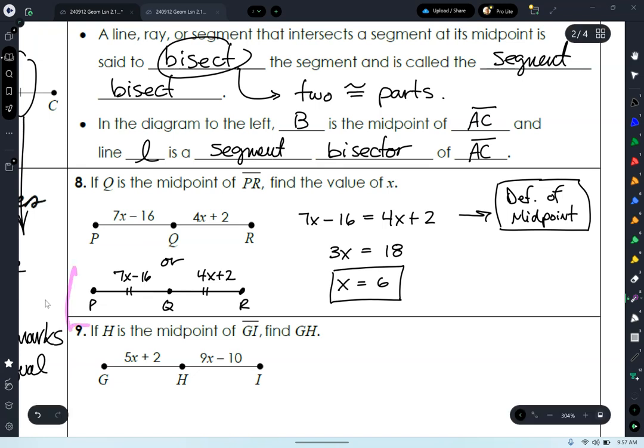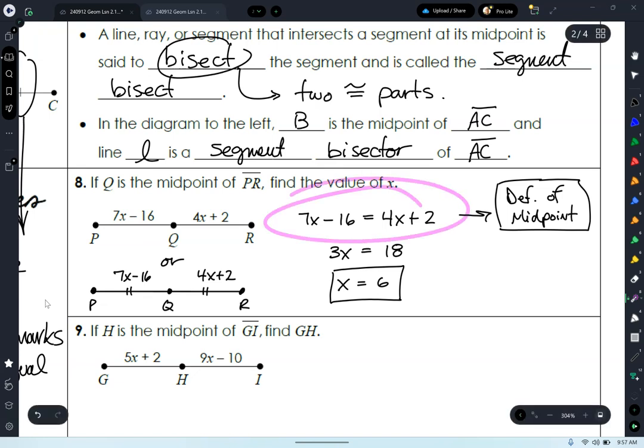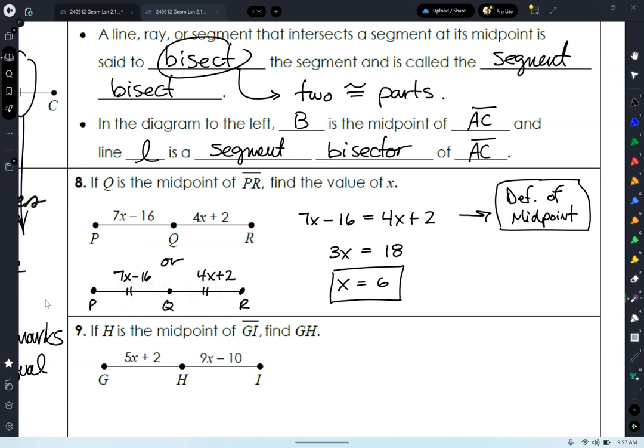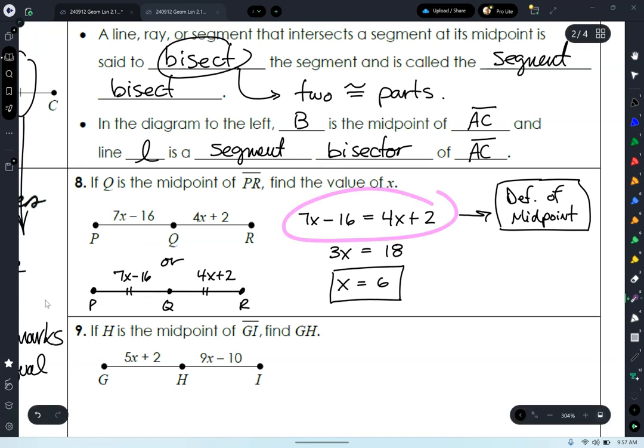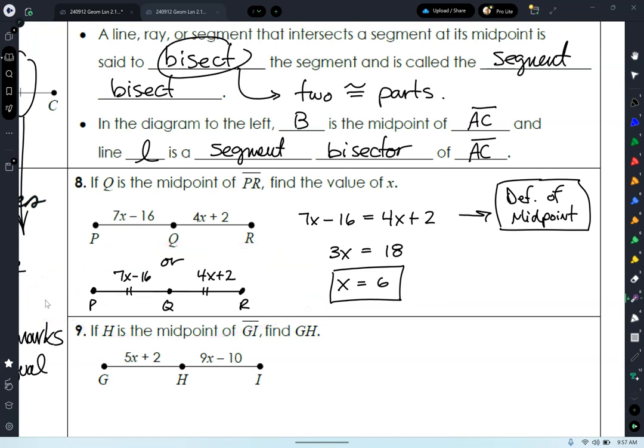Now check it out. This right here is enough for me to give you if I didn't tell you any of this and I just said, find the value of x. That's enough information for you to be able to set up this problem right here. Why? Because of these congruence marks, you know that the distance from P to Q and Q to R have to be the same. You could set them equal to each other. Likewise, if I gave you this right here, you could also say, well, Q is the midpoint of PR. How do you know that? Because the distance from P to Q and Q to R is the same because of the congruence marks.